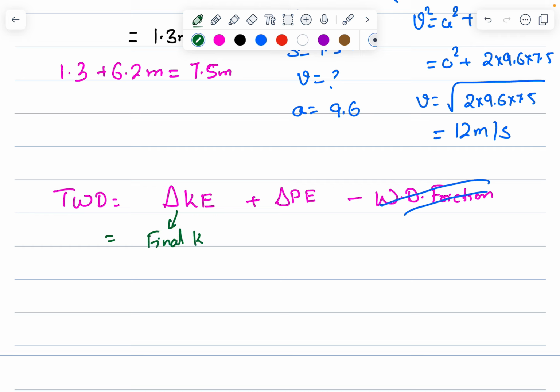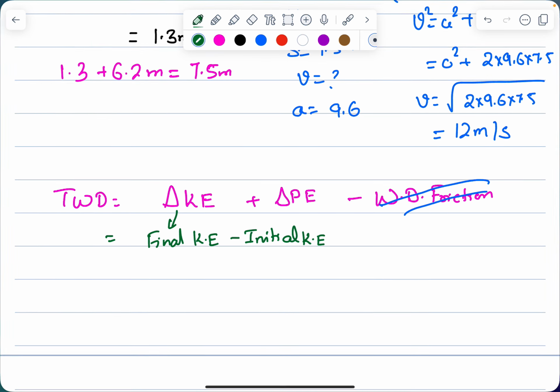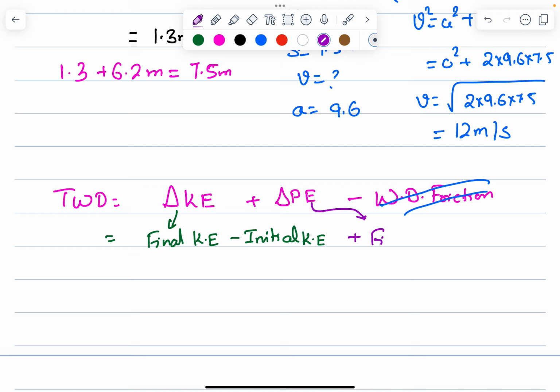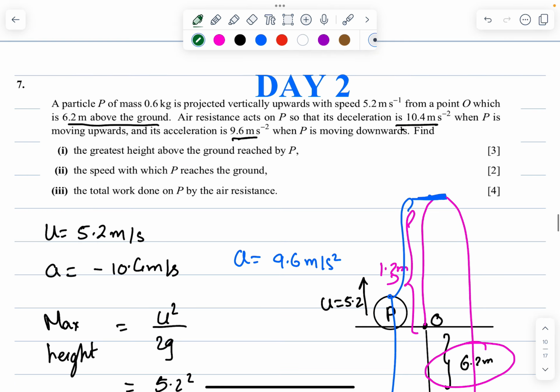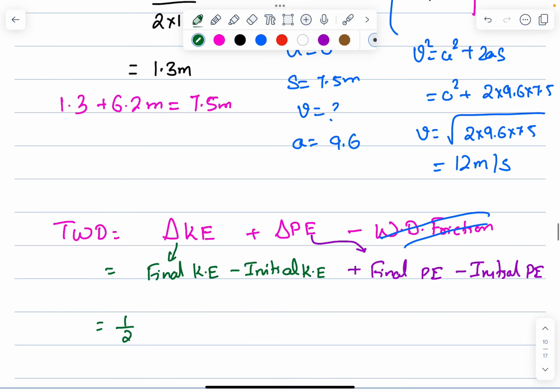So delta kinetic energy, what is delta kinetic energy? Final kinetic energy minus initial kinetic energy. Whereas what is delta PE? Delta PE is final potential energy minus initial potential energy. So first of all, final kinetic energy is half m v squared. How much is the mass? Mass is 0.6.